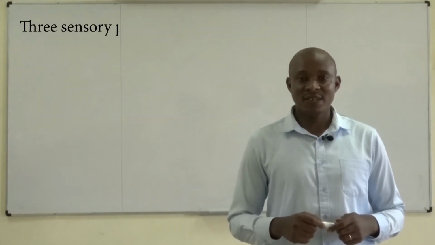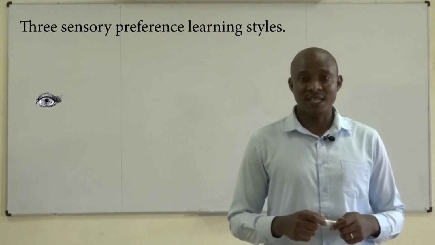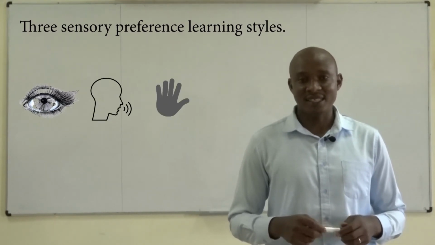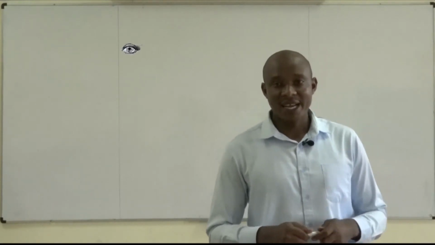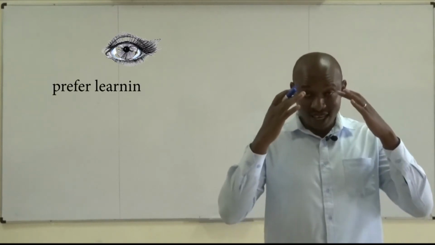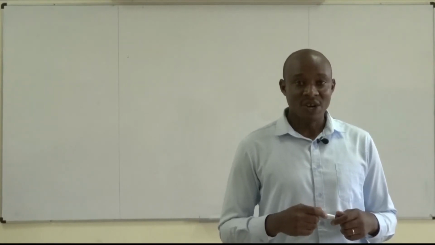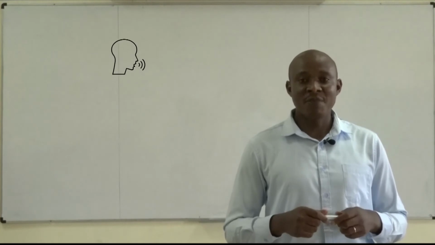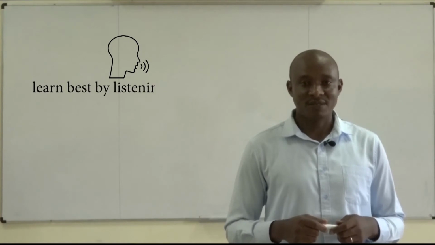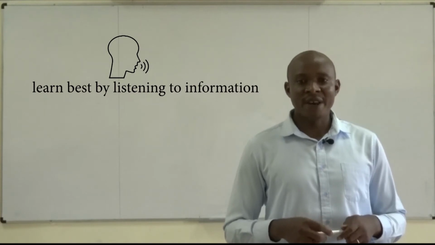There are 3 sensory preference learning styles. These are visual learning styles, audio learning styles, and kinesthetic learning styles. Visual sensory learners are learners who prefer learning by seeing. Whiteboard helps in visualizing information. On the other hand, audio or verbal sensory learners are learners who learn best by listening to information. Whiteboard allows room for verbal explanation of information or even discussions.